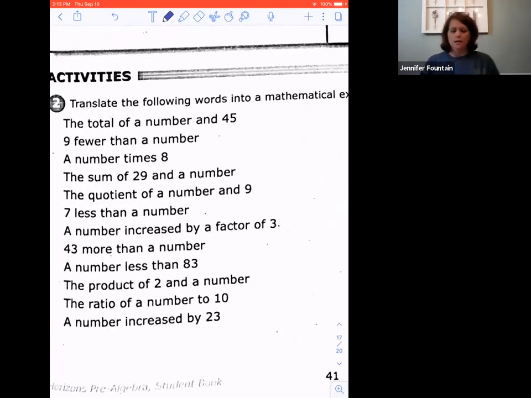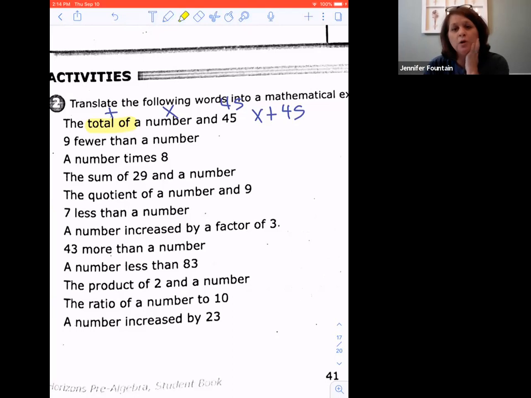All right, the total of a number and 45. So what am I going to use for the total of? I'm going to be adding, right? So I'm going to add a number and 45. So x plus 45.